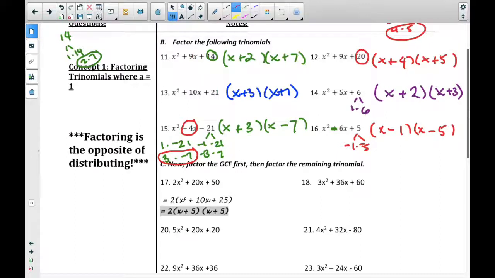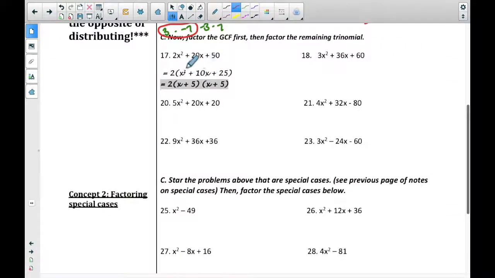concept, but add in a little bit extra, which is a GCF. So in other words, I did the first one, already worked it out on your paper. We look for the GCF. The GCF here would be 2. So I factor out that 2, and that leaves me with this inside. And now I need to factor that, and the factors of 25 that add up to 10 are 5 and 5.